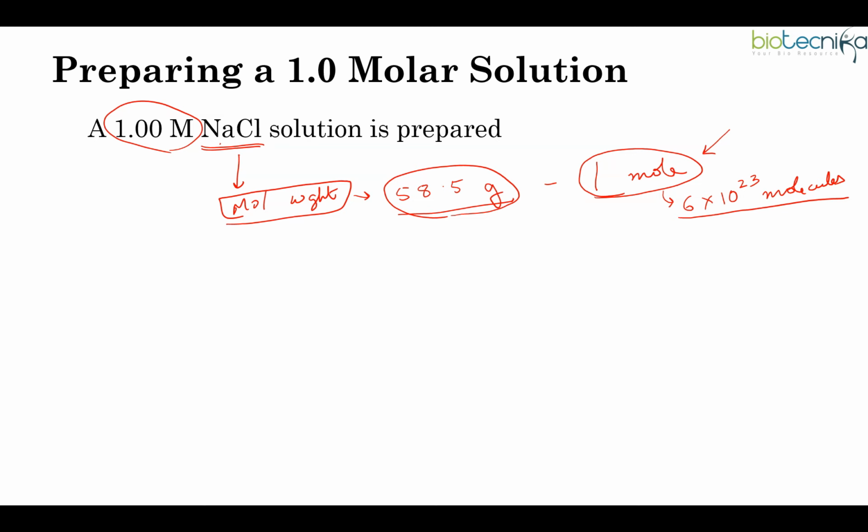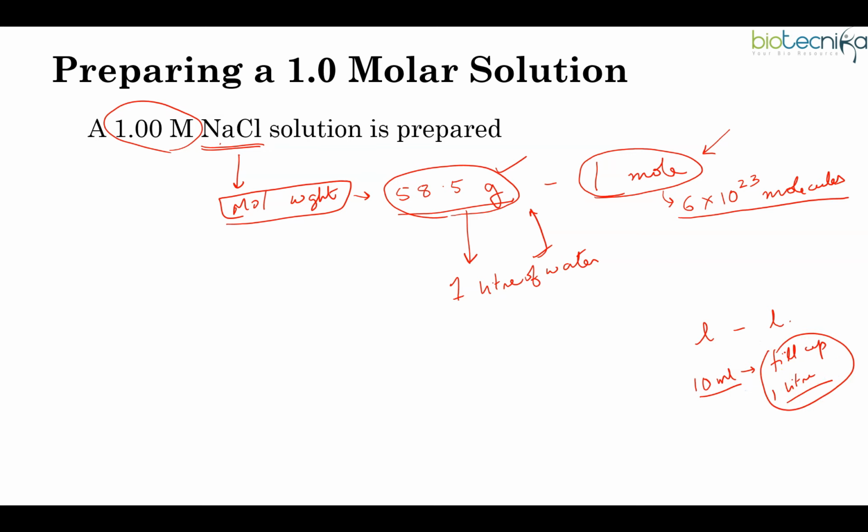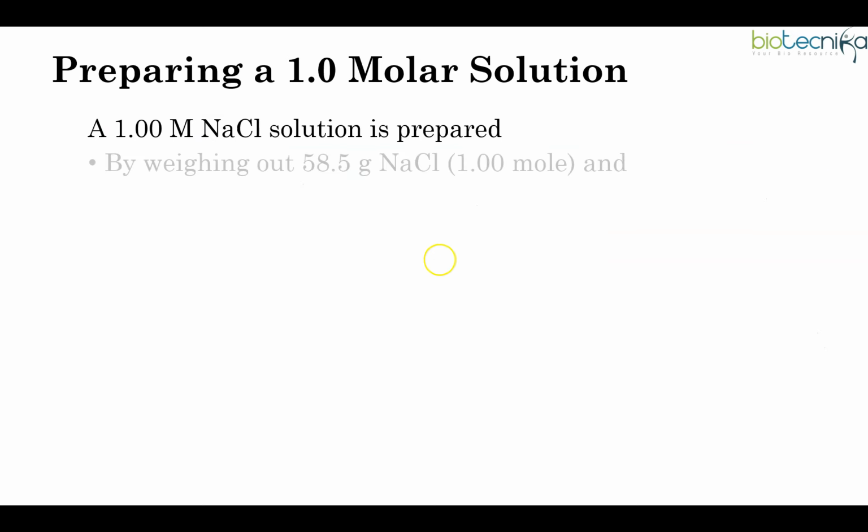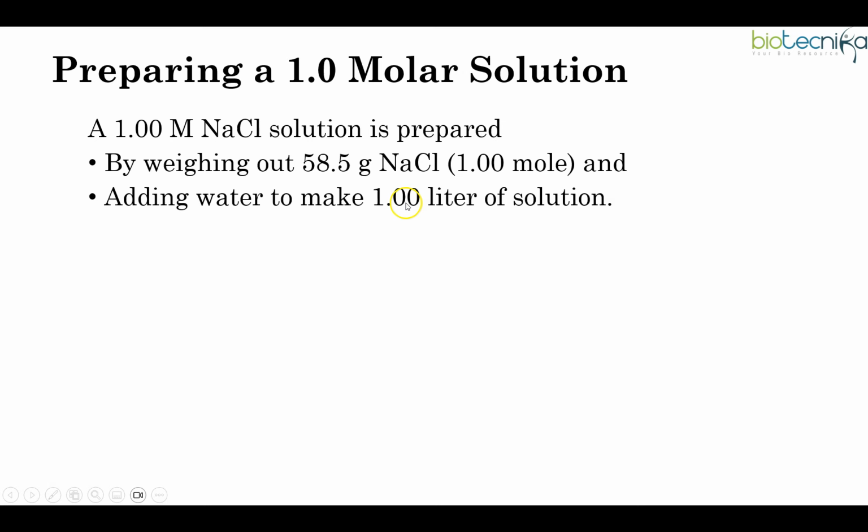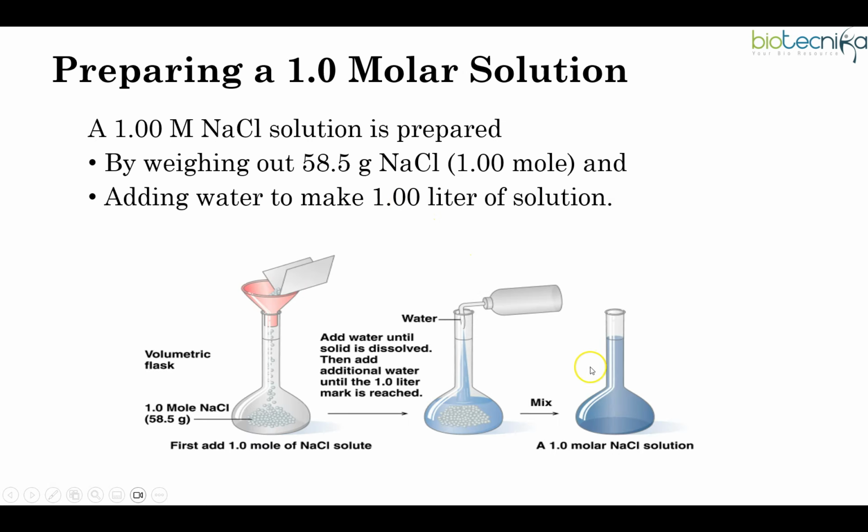you can measure it out on the weighing scale, and then with this you have to add 1 liter of water. Since one is a solid component and one is liquid, you can add the complete 1 liter. In case you are mixing liquid with liquid, say you are taking 10 ml, then you have to fill up the volume with water. Don't add 1 liter of water there, because then the total volume will be more than 1 liter. So you have to fill up the volume to 1 liter in such cases. But here we just have to take 58.5 grams of NaCl, weigh it out and add water to make 1 liter of solution. Now you have a 1 molar NaCl solution.